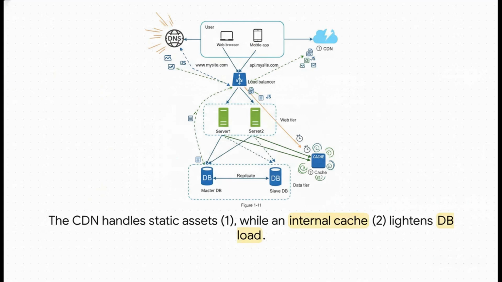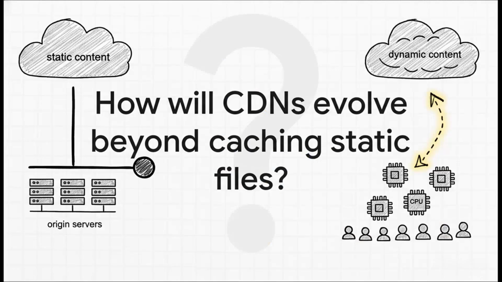Hey, look at number 2, the cache. Now this is a different kind of cache. This one's job is to speed up requests to the database for dynamic stuff. So you see how they work together? The CDN handles the static content on the outside, and this internal cache helps with the dynamic data on the inside. It's a 1-2 punch for performance.